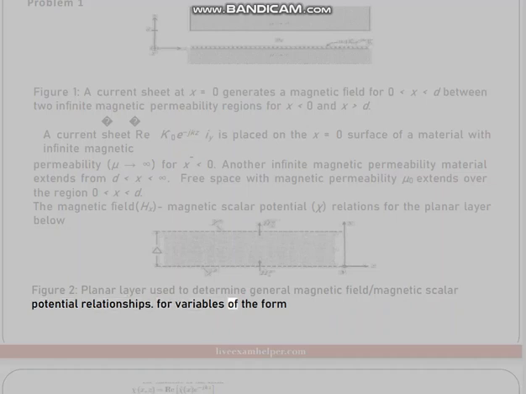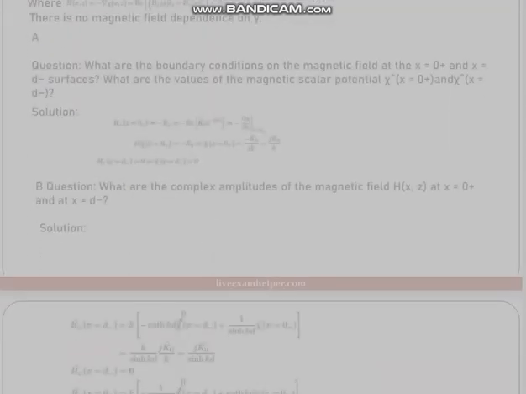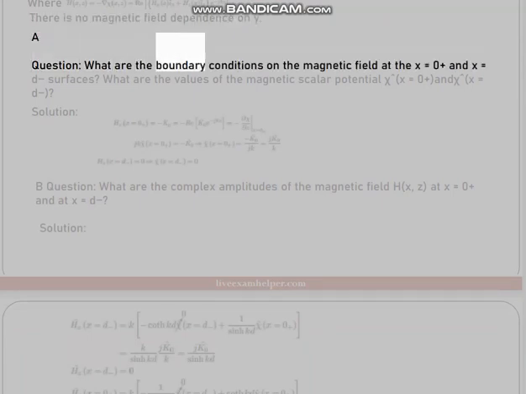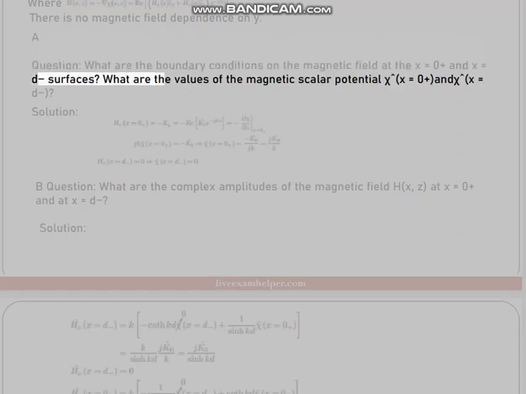For variables of the form, where there is no magnetic field dependence on y. A question: what are the boundary conditions on the magnetic field at the x equals 0 plus and x equals d minus surfaces? What are the values of the magnetic scalar potential chi at x equals 0 plus and x equals d minus?